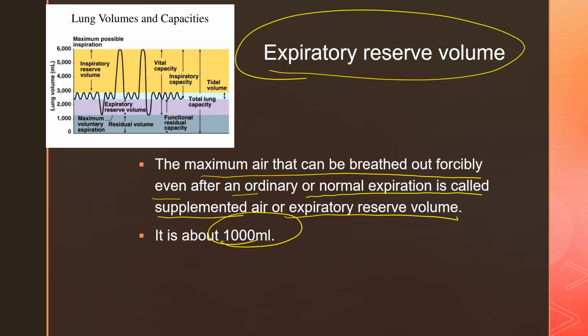Is it clear to everyone? Now just see this diagram, this chart. Till this was the normal expiration volume. After that, if you are forcefully expiring, this forceful expiration is called the expiratory reserve volume. If you are inspiring forcefully beyond the normal inspiration, that volume is called the inspiratory reserve volume. It is very easy. That is the complemented air, and the amount of air expired after the normal expiration is called the expiratory reserve volume, and the amount is 1000 ml.